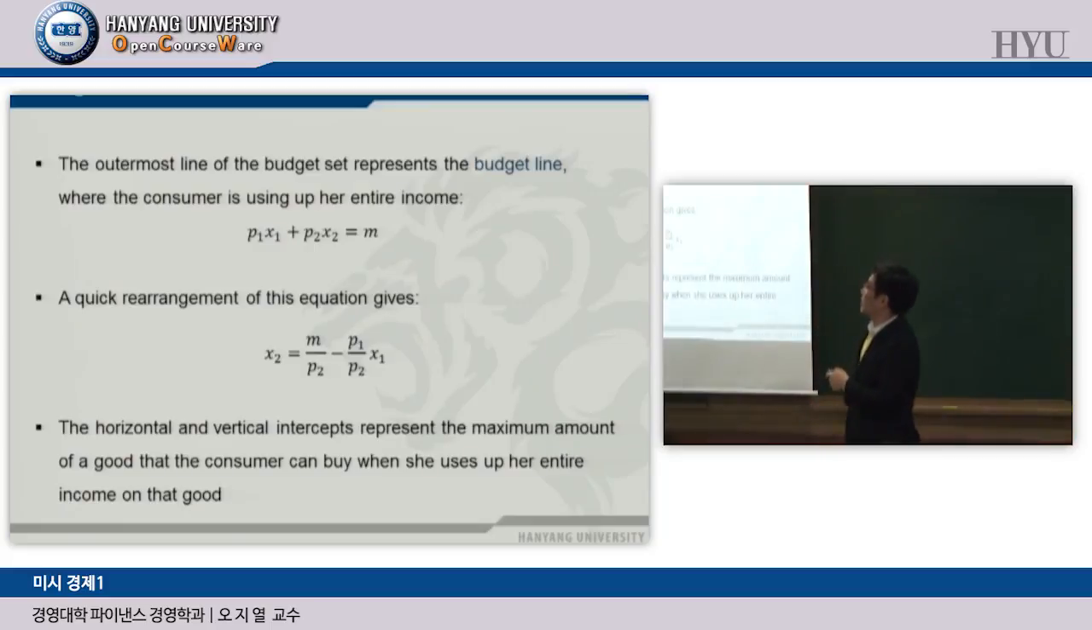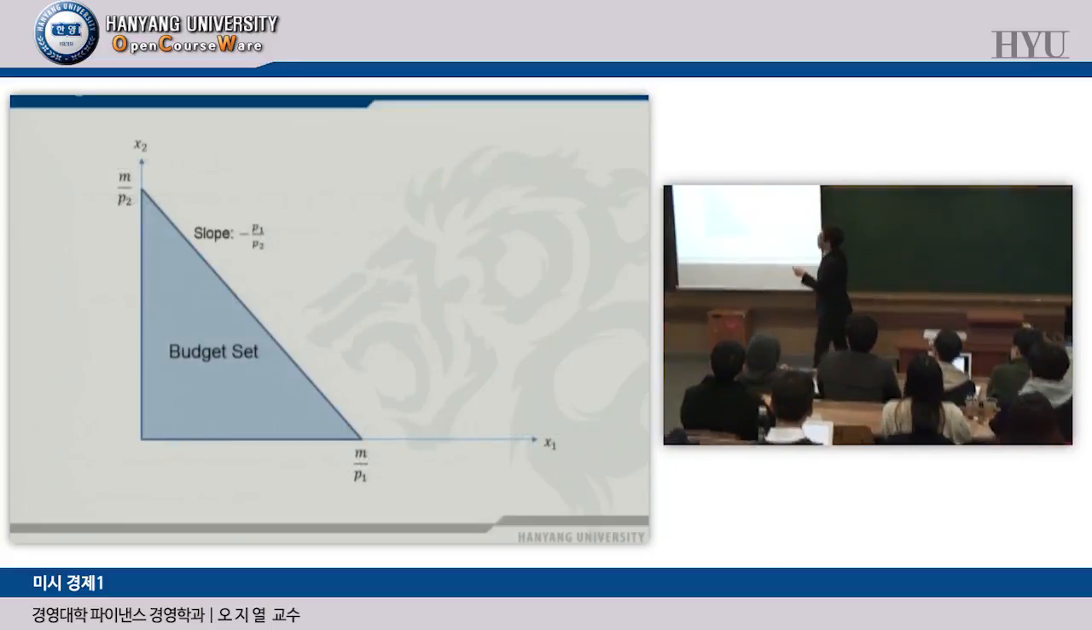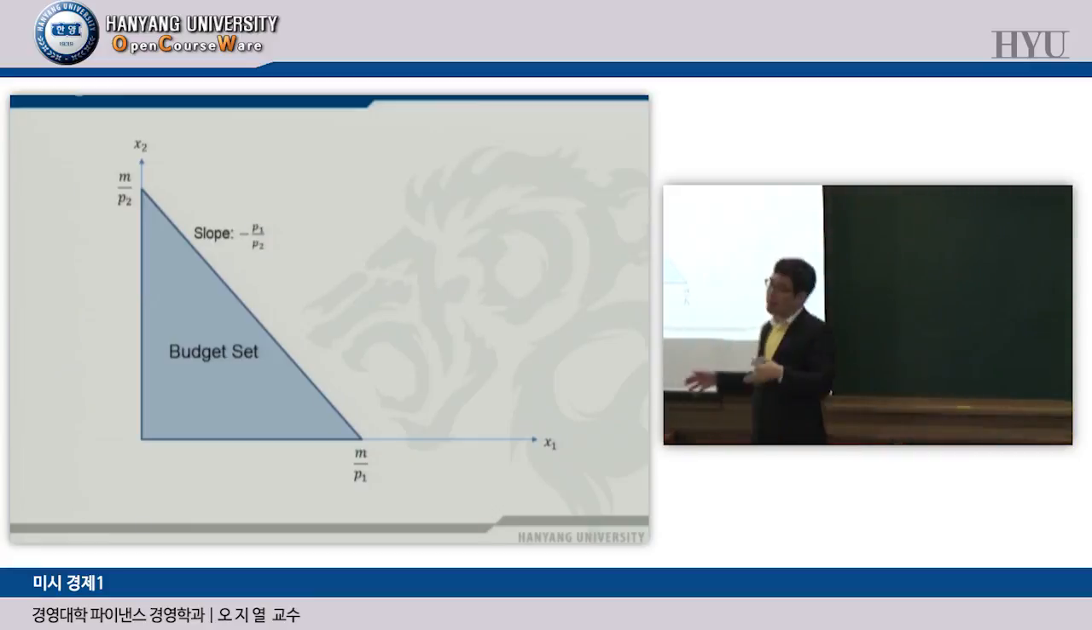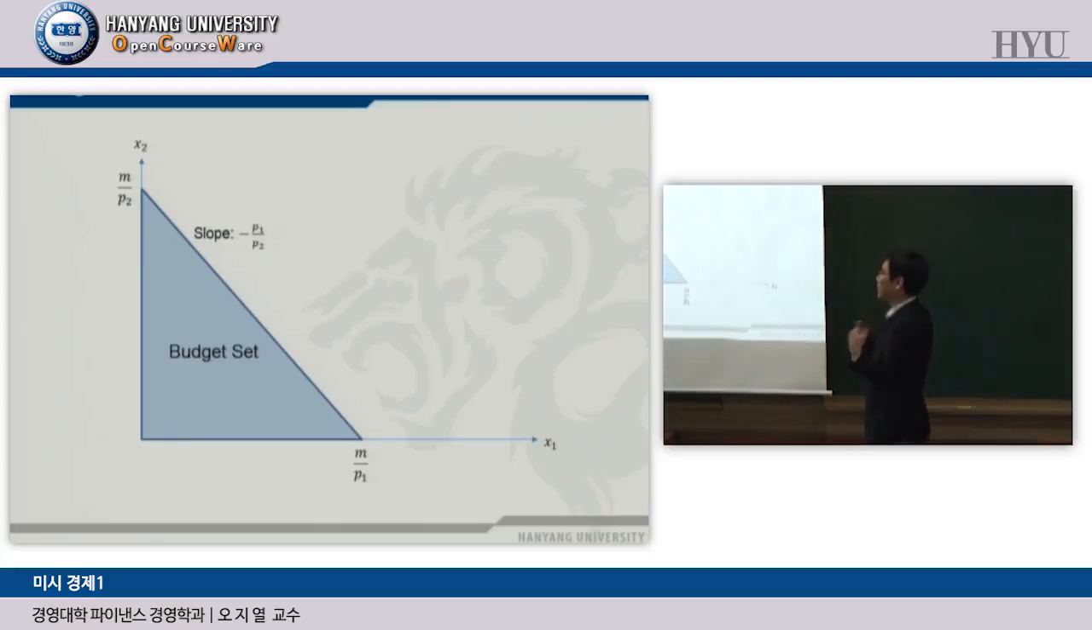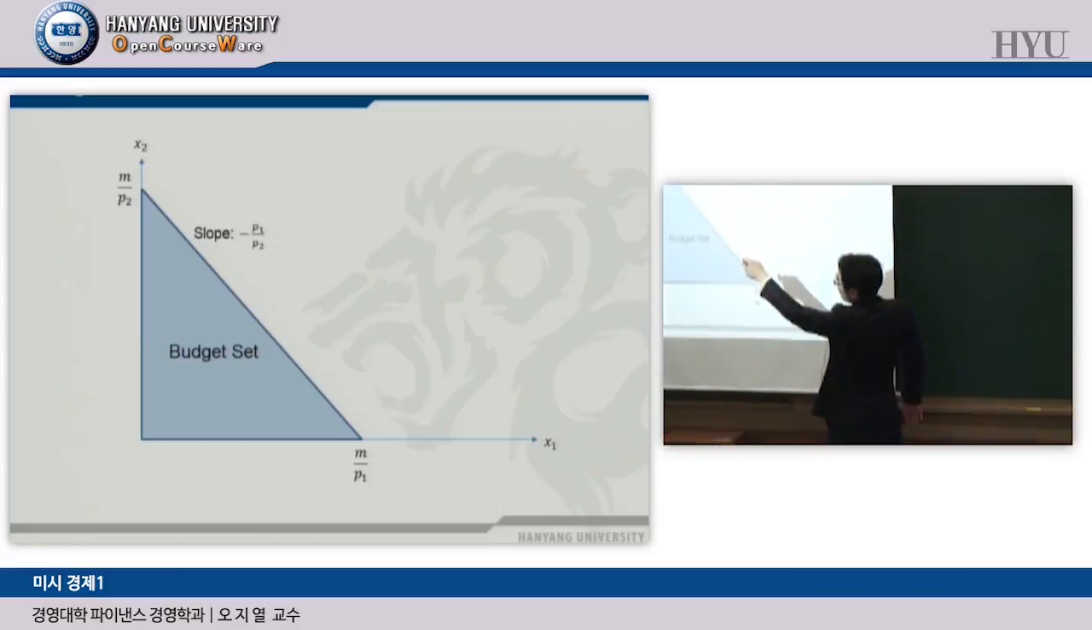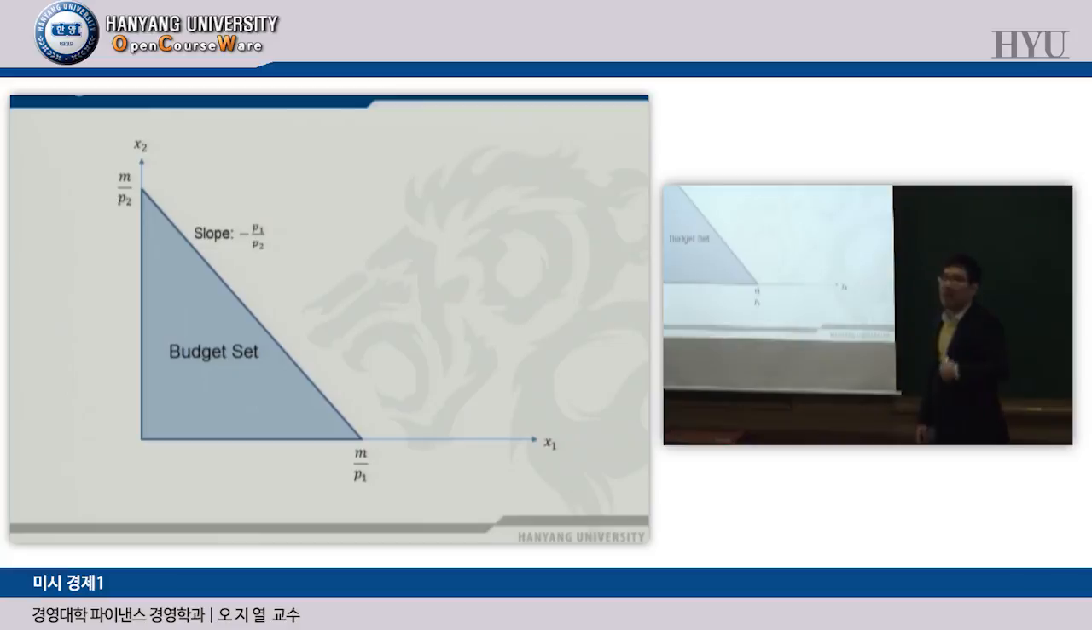Okay? So the difference between a budget set and a budget line, 예산선과 예산집합이라고 하는데 우리말은 예산집합, 예산선. Budget set is anything that you can buy. But budget line, or 예산선, is where you're using up the entirety of your income. You're spending all your money. Your daily allowance is 10,000 won, and you're spending that 10,000 won to the full. Okay?